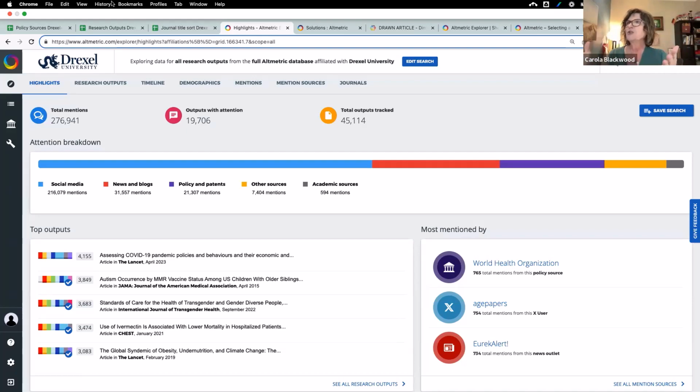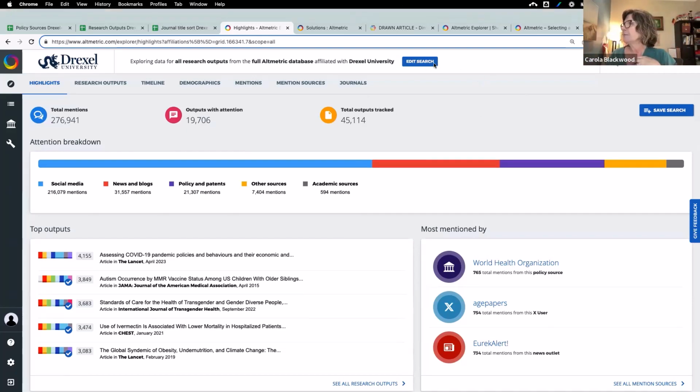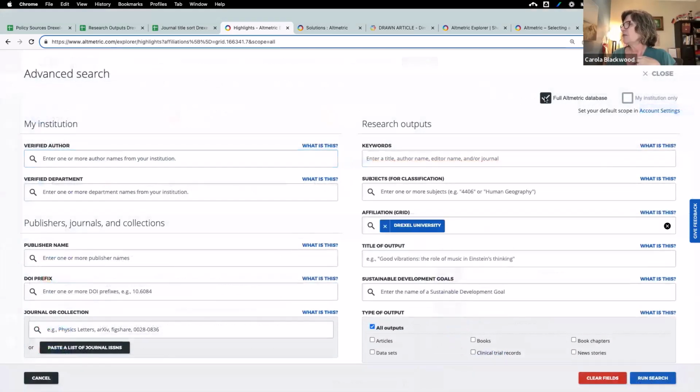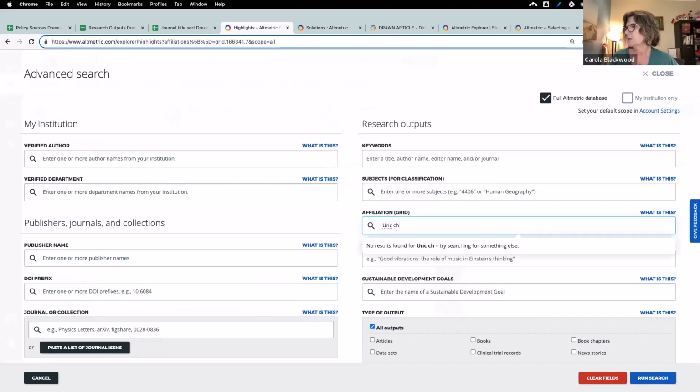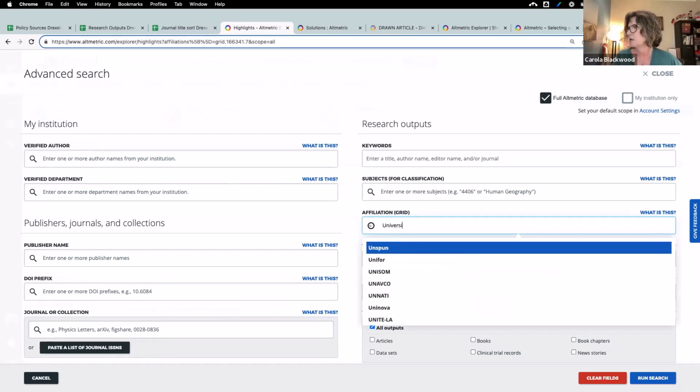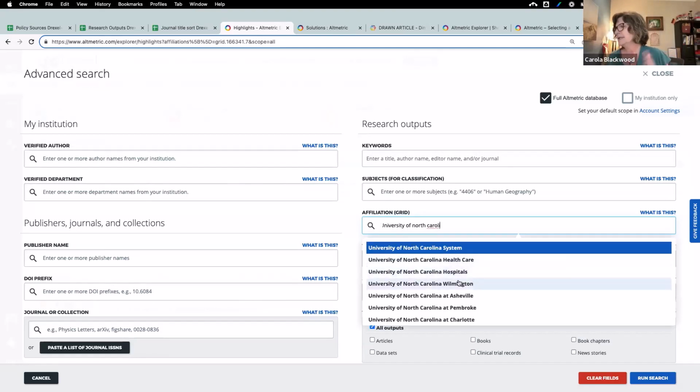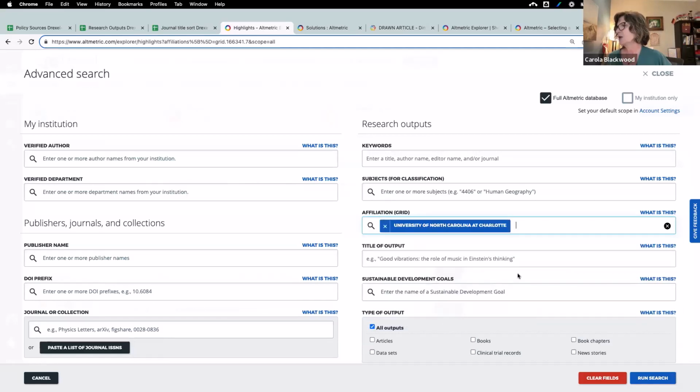But what you can do, if you're in the full Altmetric database, is go under affiliation. Who would you consider a peer institution for you? Well, let's pretend it's UNC Chapel Hill. Let's just pretend it's UNC at Charlotte.